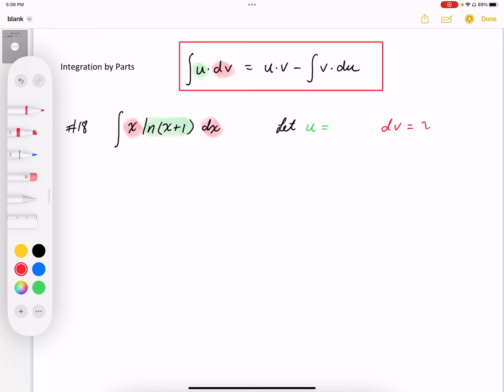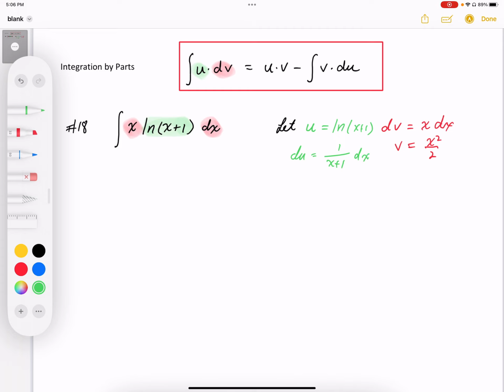So dv is our x dx. We're going to integrate this and end up with x squared over 2 as our v. Our u is going to be log of x plus 1. So our du works out to be 1 over x plus 1 dx.